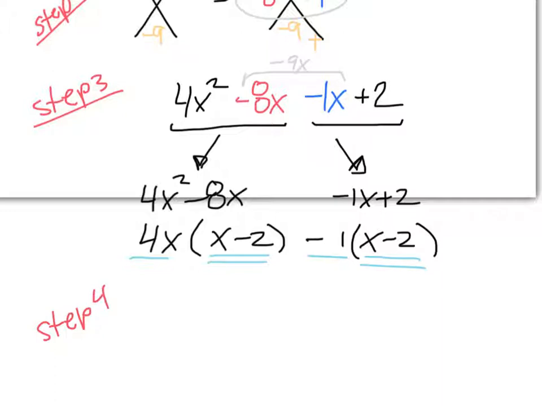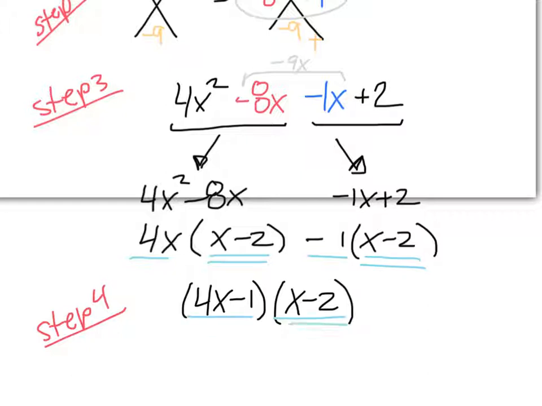Step 4. It gets a little tricky, but let me change the color real quick. What we're going to be left with is 4x minus 1 and x minus 2. Let me underline these. Does everyone see how I got that? Took that 4x and that minus 1, put it together, and got those x minus 2 and put them together right there. And that is actually our final answer.